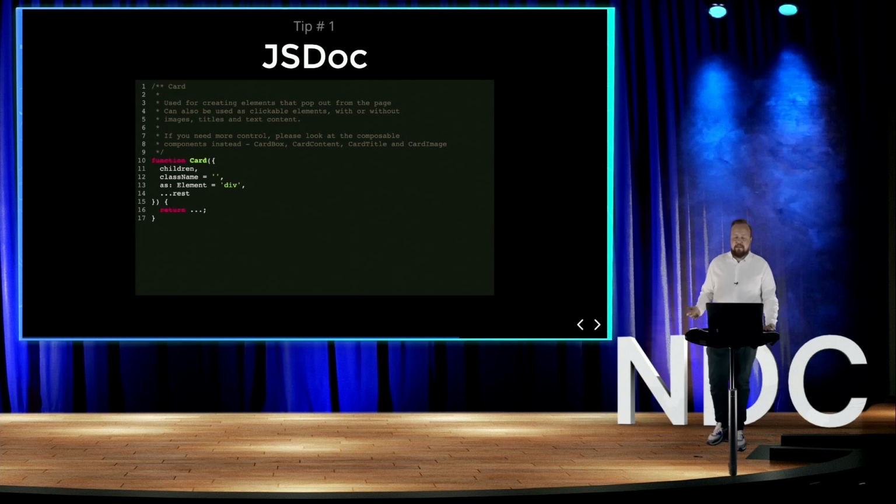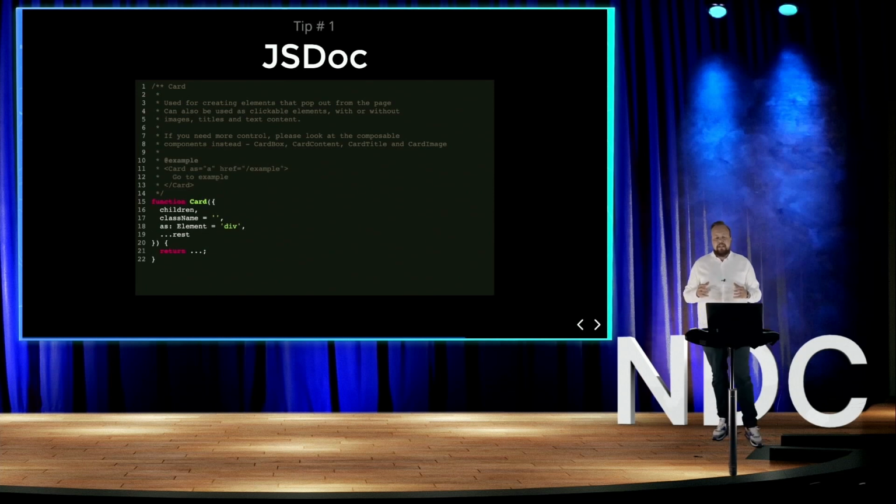Here, I've added some docs to our card component from earlier. You can write long paragraphs if you want, but a simple explanation of the what, the how, and the why usually suffices. You can even add examples. These will show up and can be great to show both simple and more advanced usages of your components. And in VS Code, at least, you even get syntax highlighting.